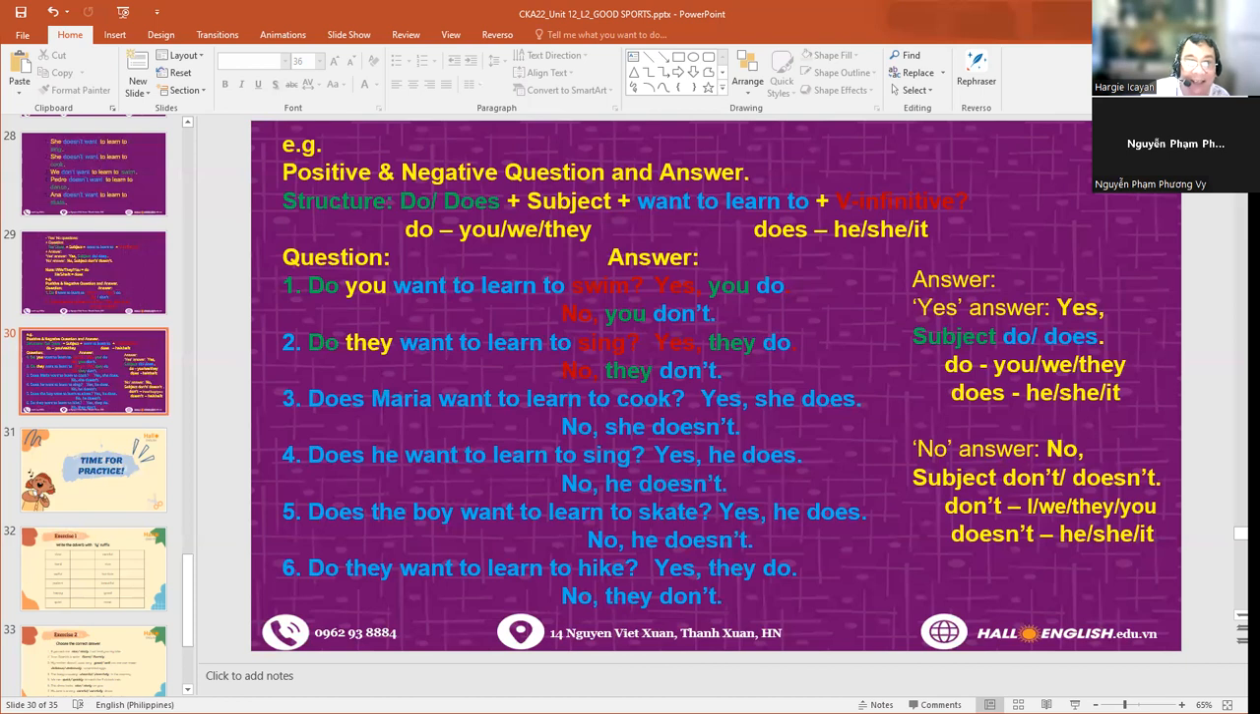Yes. So please edit that. You have to omit or erase the S, just like this one. Number three, your sentence is correct. Do they want to learn to play piano? That's correct. Number four sentence is wrong. Does he wants to learn to skate? That is not correct. Okay, very good.